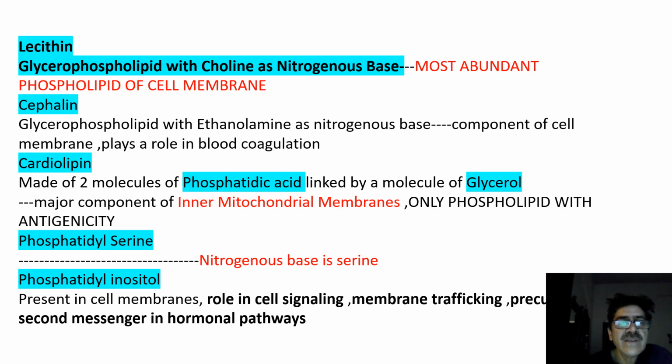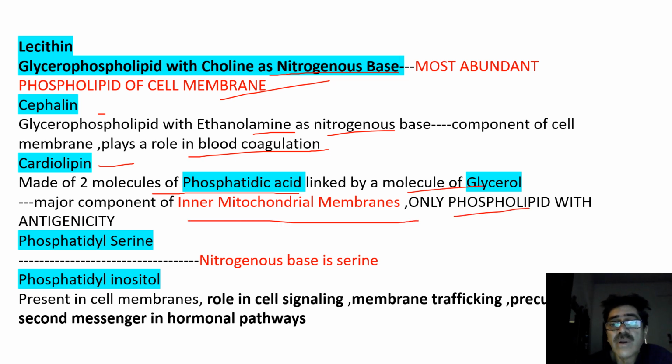Now, lecithin is a glycerophospholipid with choline as nitrogenous base, the most abundant phospholipid of the cell membrane. Now, cephalin is a glycerophospholipid with ethanolamine as nitrogenous base, a component of membrane, and plays a role in blood coagulation. They have a very important function to play. Cardiolipin is made up of two molecules of phosphoric acid linked by a molecule of glycerol. It is the major component of the inner mitochondrial membrane, the only phospholipid with antigenicity.